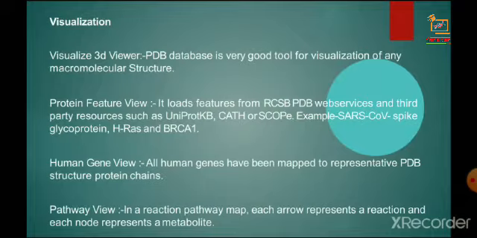Human gene view. All human genes have been mapped to representative PDB structure protein chains. Pathway view. In a reaction pathway map, each arrow represents a reaction and each node represents a metabolite.